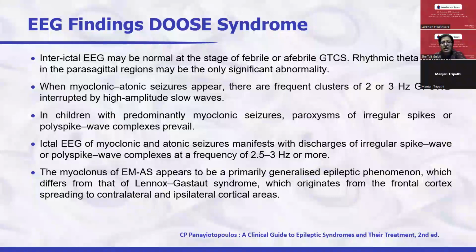atonic seizures appear, there are frequent clusters of 2 to 3 hertz generalized proximal sharp wave activity interrupted by high amplitude slow waves. And in children with predominantly myoclonic seizures, paroxysms of irregular spikes and polyspike wave patterns come. And ictal EEGs of myoclonic and atonic seizures will manifest with discharges of irregular spike and wave or polyspike wave complexes at 2.5 to 3 hertz or more.